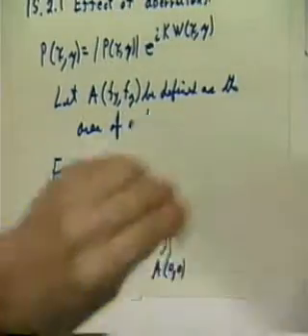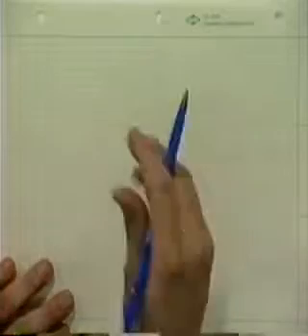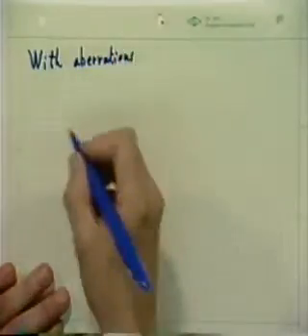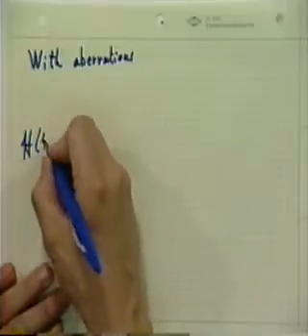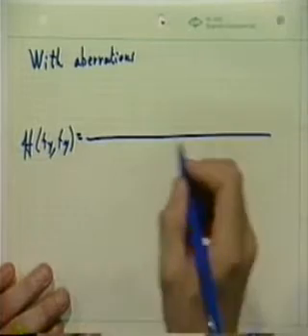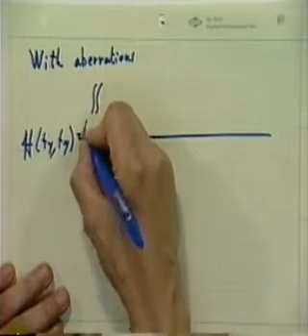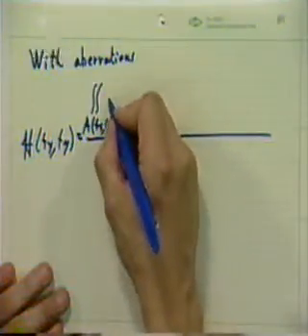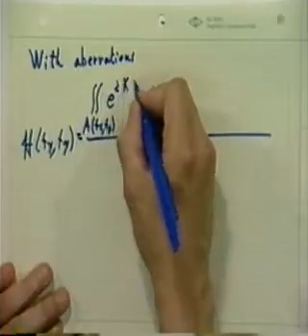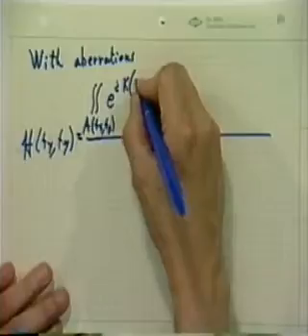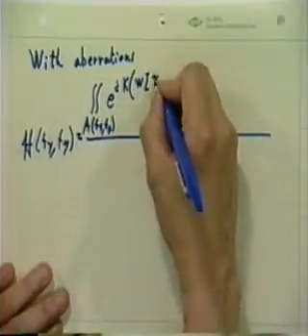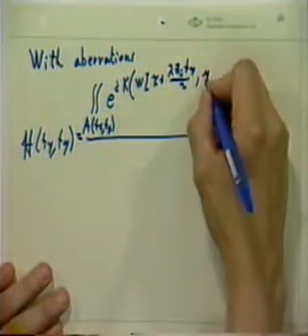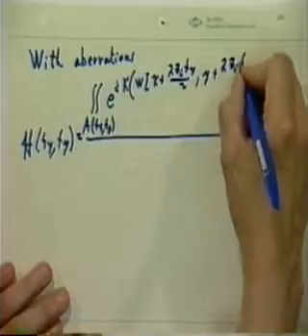Now, if we have aberrations, now the OTF is equal to the integral over the area of overlap of e to the i k, well, whatever the wavefront aberration is, W of x plus lambda z sub i f sub x over 2, comma y plus lambda z sub i f sub y over 2.